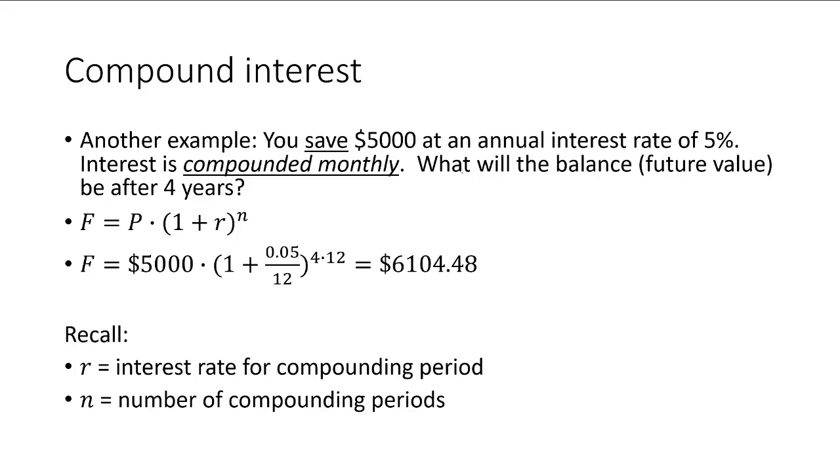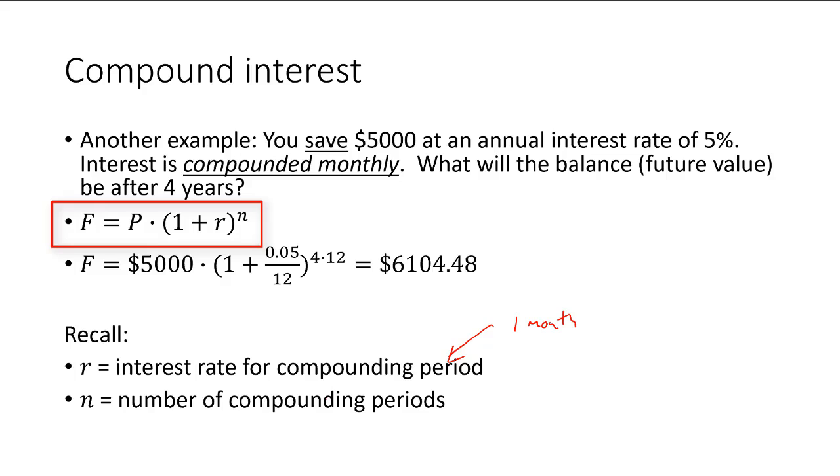Now recall our formula for the future value. In this formula, R is the interest rate for the compounding period. In the previous example, the compounding period was 1 year. In this case, our compounding period is 1 month because our interest is compounded monthly. And N is the number of compounding periods.